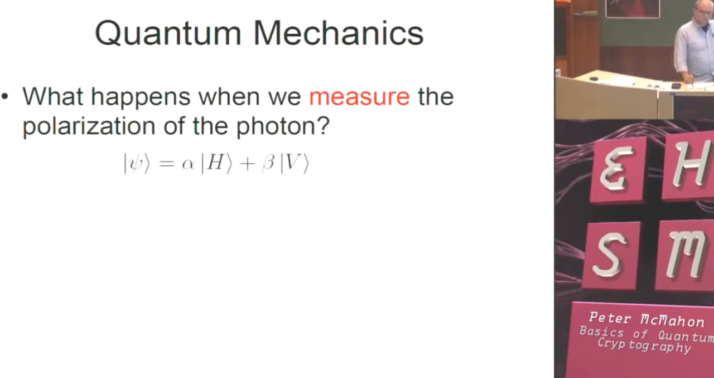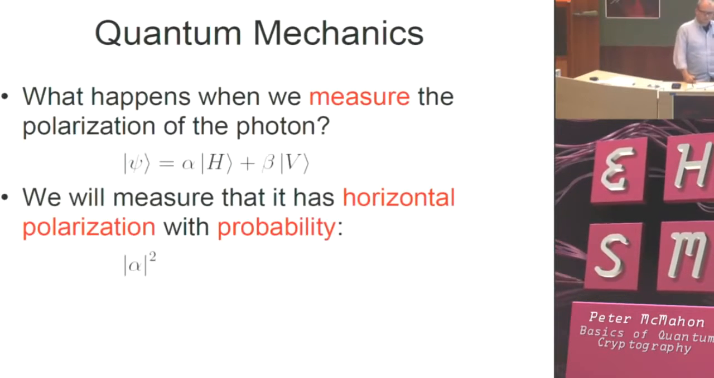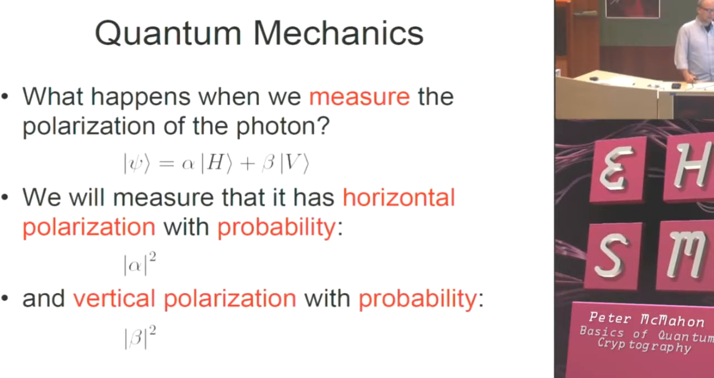So let's suppose that we have a photon in some state that's an arbitrary superposition with these complex coefficients alpha and beta. And let's suppose we measure the polarization of the photon. We're going to ask the photon the question, what is your polarization, H or V? What will happen in this measurement is that you will get an answer that it is horizontally polarized with probability alpha squared, and you'll get the answer that it's vertically polarized with probability beta squared.